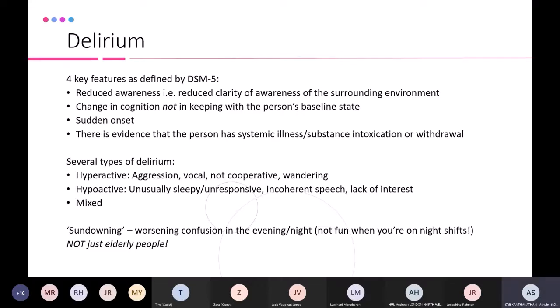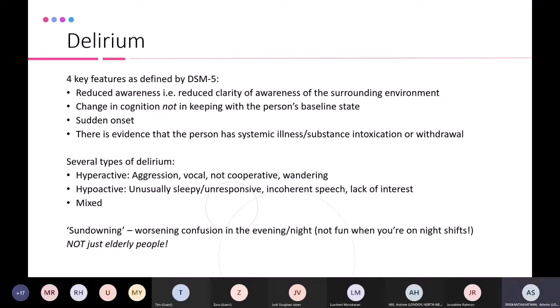And then there's 2 key types of delirium. You're hyperactive, where they're a lot more aggressive, or they're a lot more vocal, they won't cooperate, they might just get up and wander. Hypoactive, where they're a lot more drowsy, they don't really interact that much, they're not really talking that much to you, they won't seem that interested in anything, they might not be interested in eating their meals, for example, or getting involved with therapy. And you can get a mixture of this as well, which is your 3rd type.